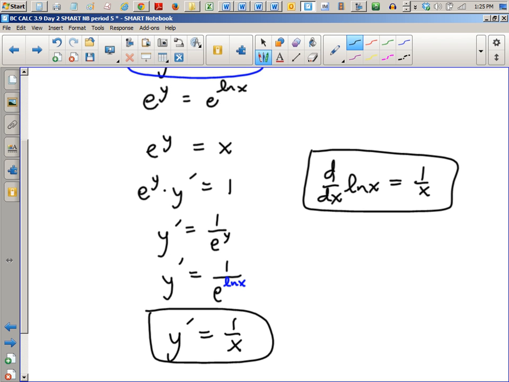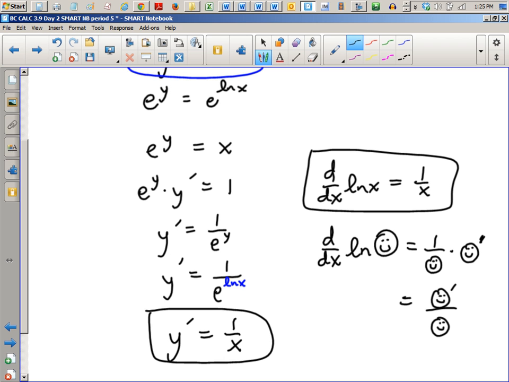All right. So that means if you're doing the derivative of ln of something else, let's say happy face, you're going to need to do 1 over happy face times the derivative of happy face, also known as happy face prime over happy face. Okay? So the prime means d dx. So this is derivative of happy face over happy face.